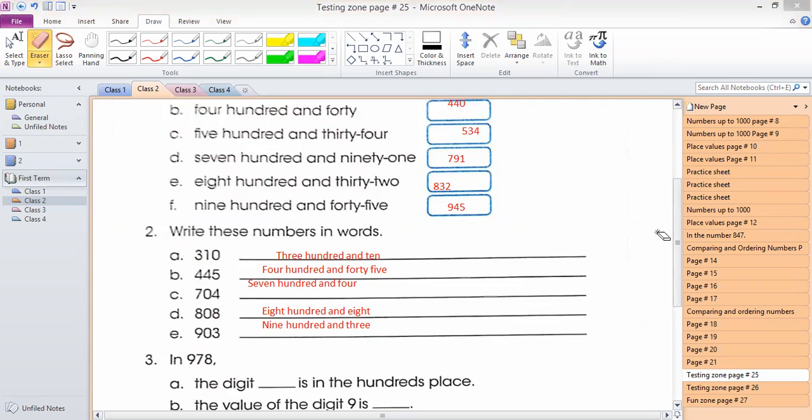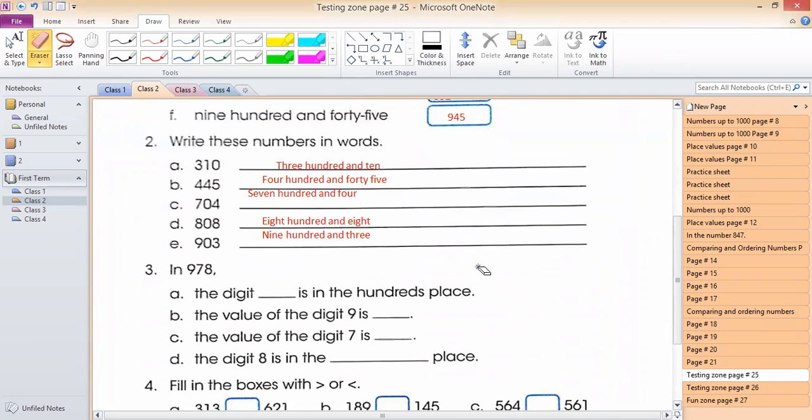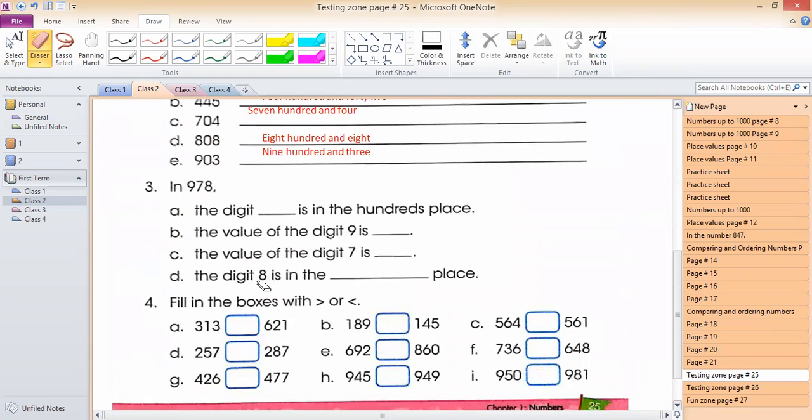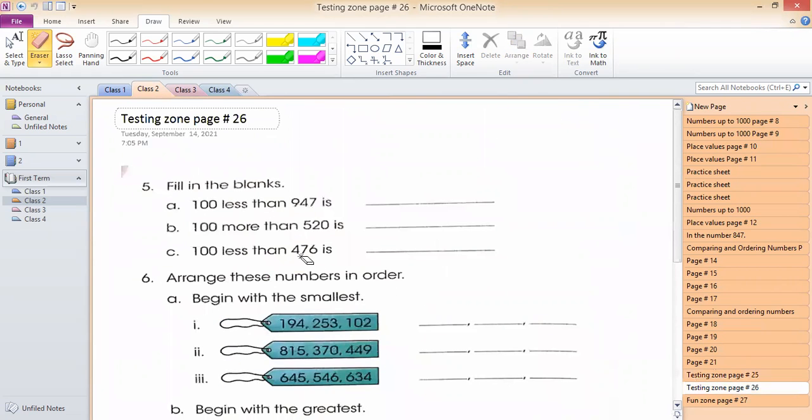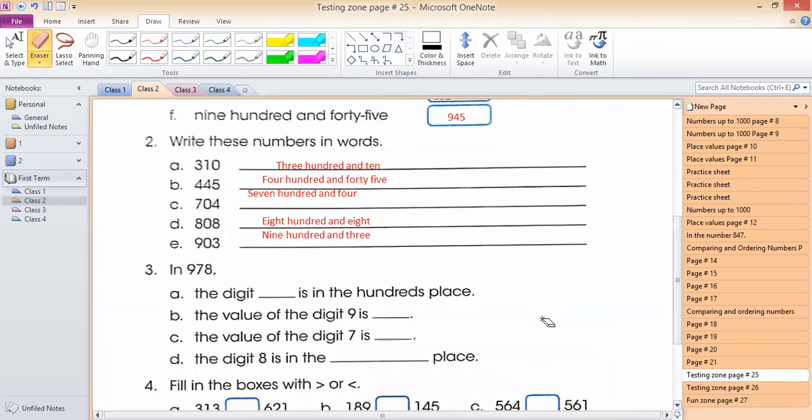This is testing zone. Okay, page number 25, testing zone. Inshallah, tomorrow we will start from question number 3. Testing zone, question number 3, question number 4. Then on page number 26, question number 5, 6, and 7. We'll try to finish all these questions tomorrow.